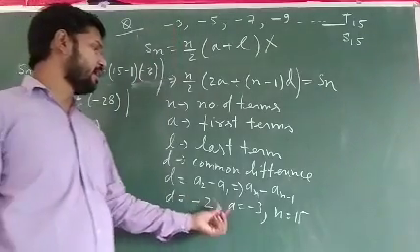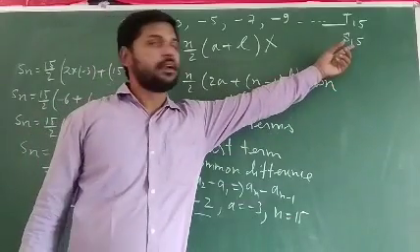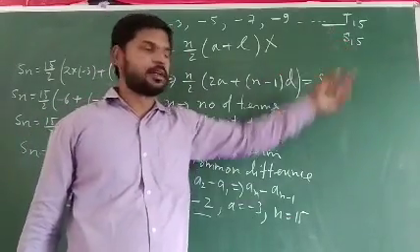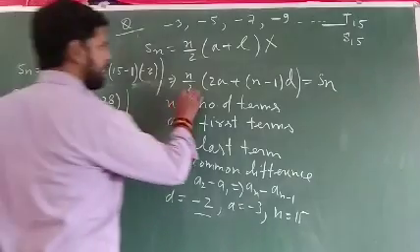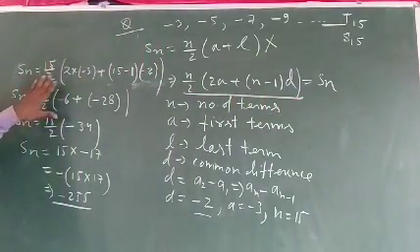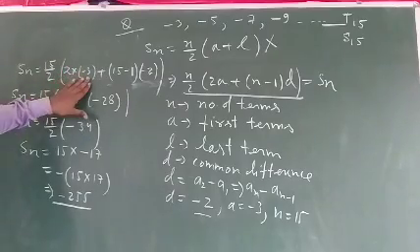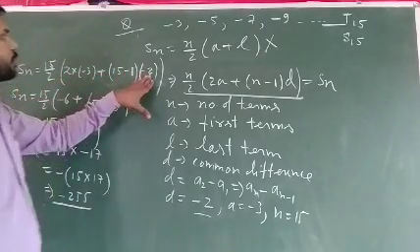So d is minus 2 and a, the first term, equals minus 3. n equals 15. It is asked that you have to find the 15th term, so n equals 15. On putting all these things in this formula, you will find Sn equals 15 by 2 into 2 into a, which is minus 3, plus (15 minus 1) into minus 2.